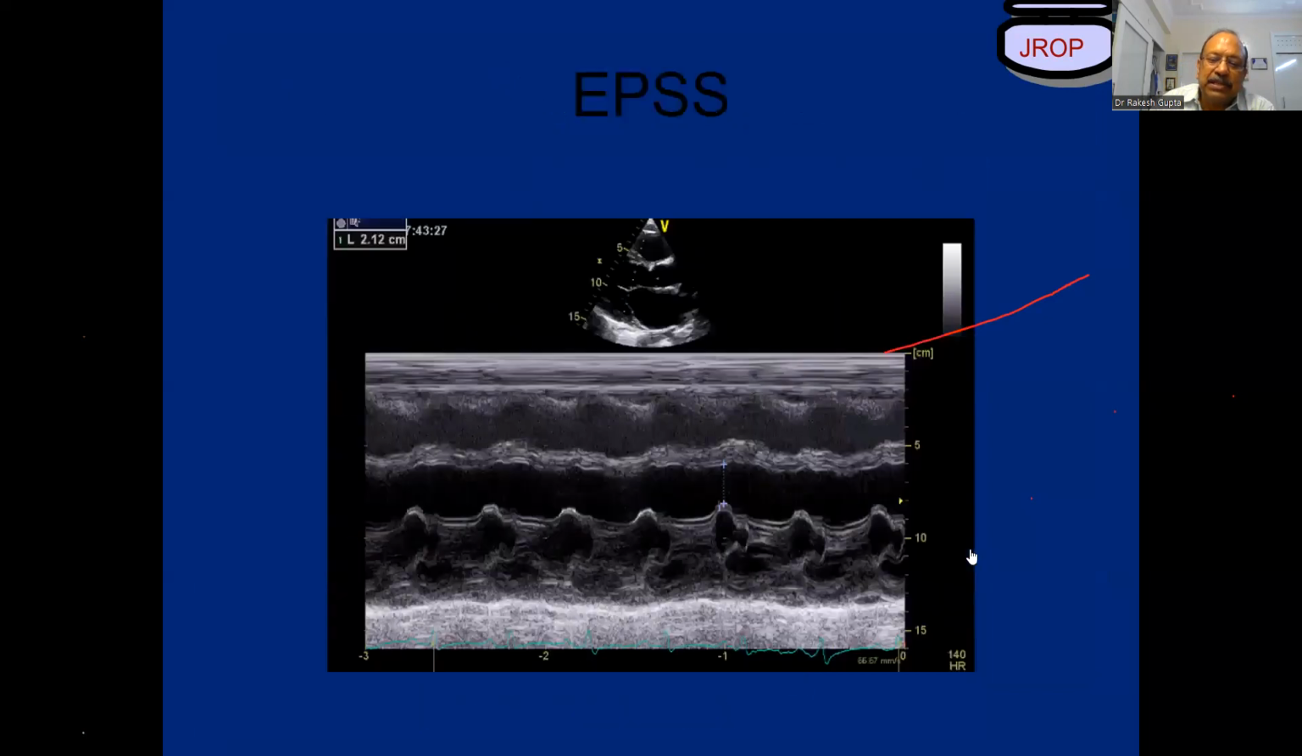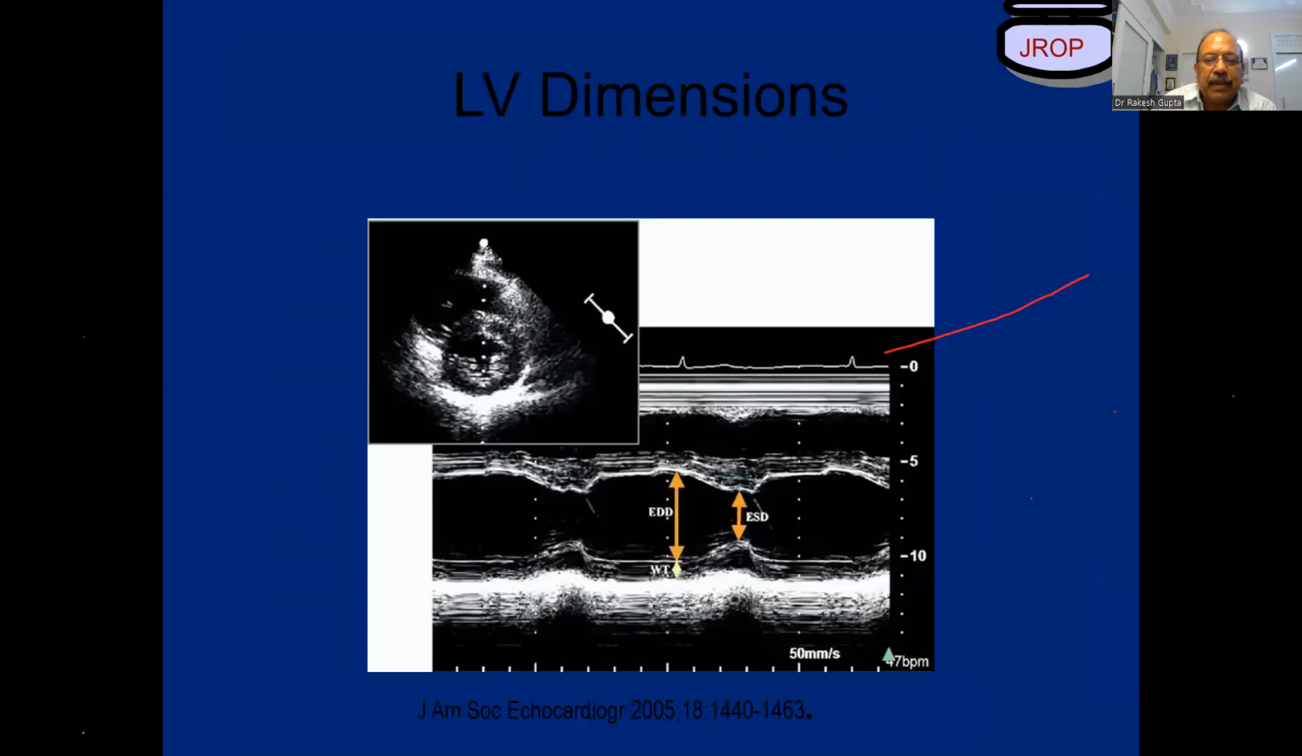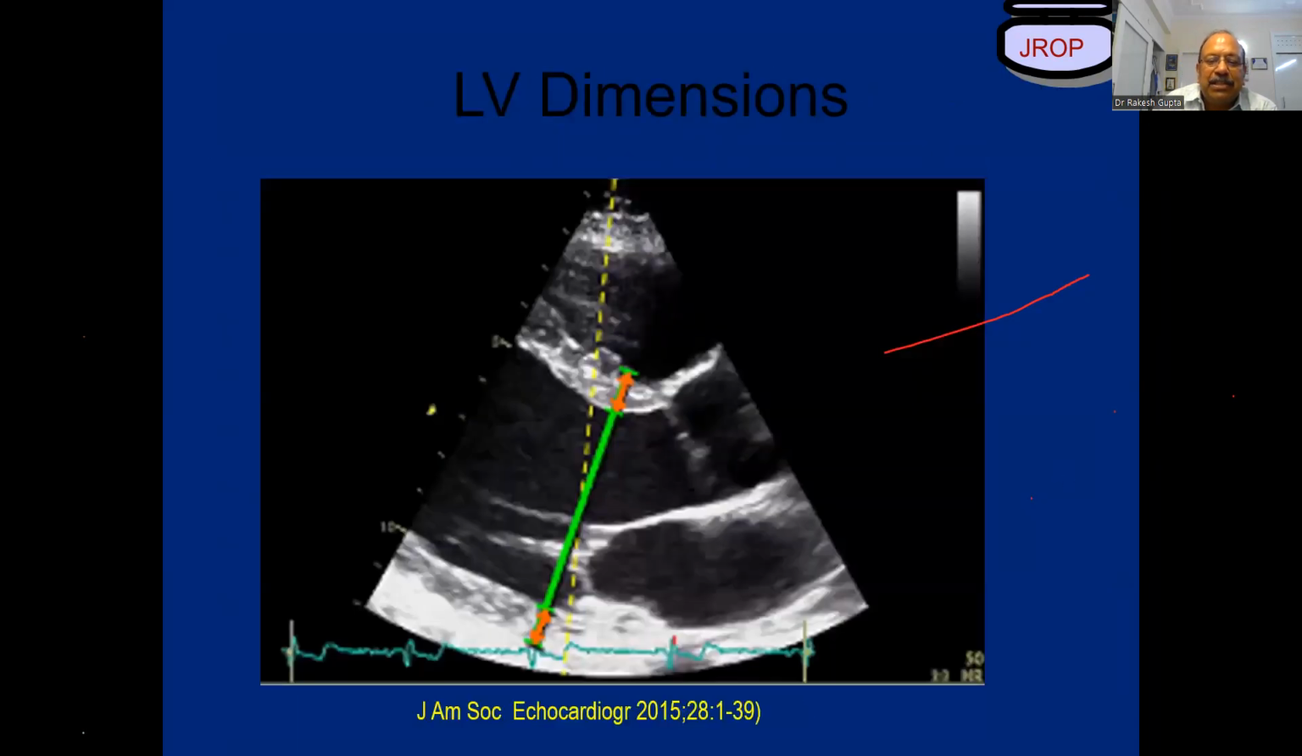Then the next point is E point septal separation during diastole, when the mitral valve is opened up, in the parasternal window. Third is LV dimensions, in diastole as well as systole. That is the 2D dimensions of the LV. Similarly, LA dimensions during systole, when the LA is biggest in size.